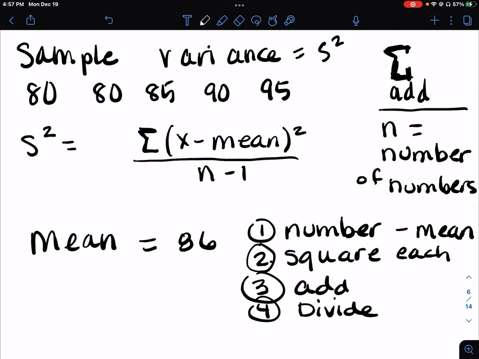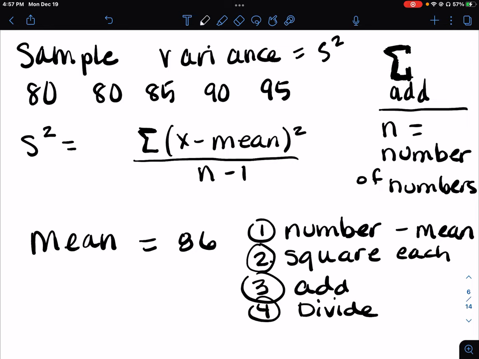Okay, now the sample variance, this is more complicated. The sample variance, the notation is S squared. Okay, and there's the formula. This funny looking E is the Greek letter sigma on the right, and it means to add. N means how many numbers there are. Okay, so we've got 5 numbers there, so N is 5.